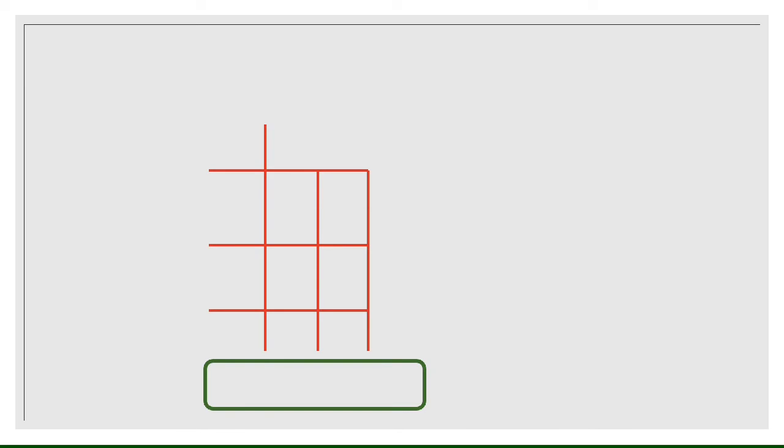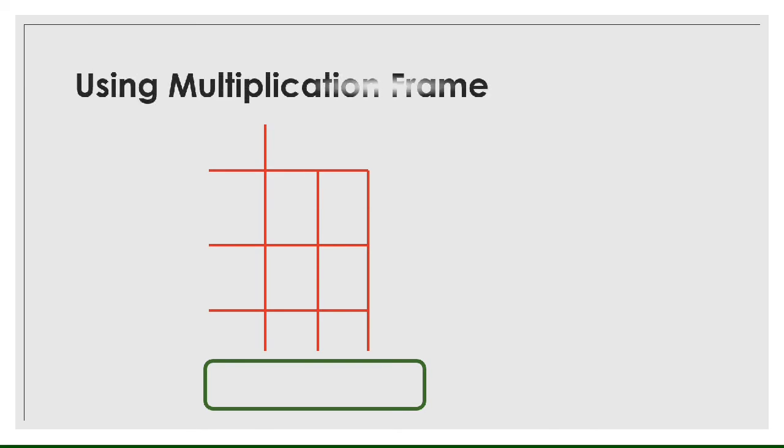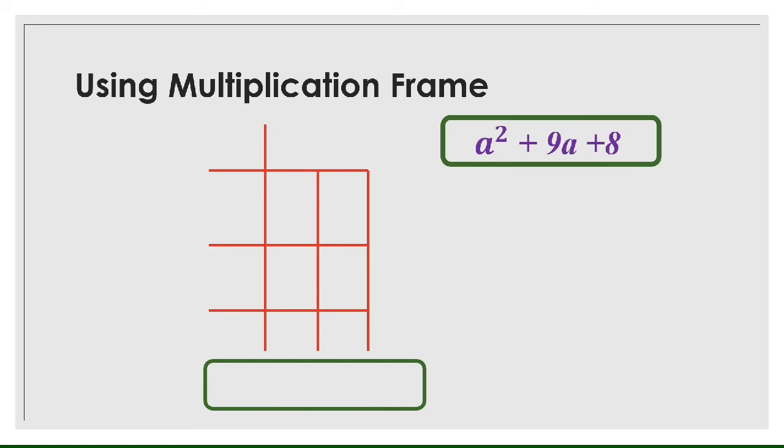So, ngayon, i-check natin on how to do it in a multiplication frame. So, in using the multiplication frame, we will be still using the same problem, A squared plus 9A plus 8. So, the first step that we need to do is to put the multiplier in the upper left corner of the frame. So, normally, ito lang naman yung variable na merong exponent. So, that's gonna be letter A. So, dito mo siya ilalagay.